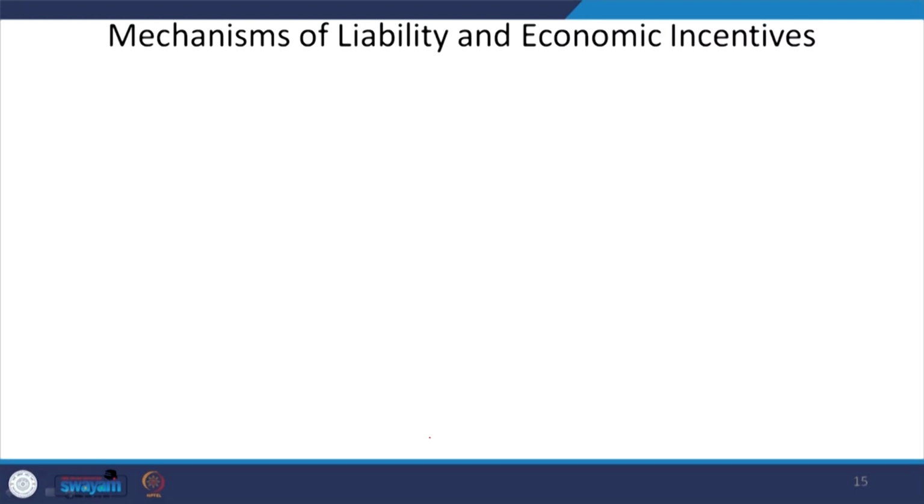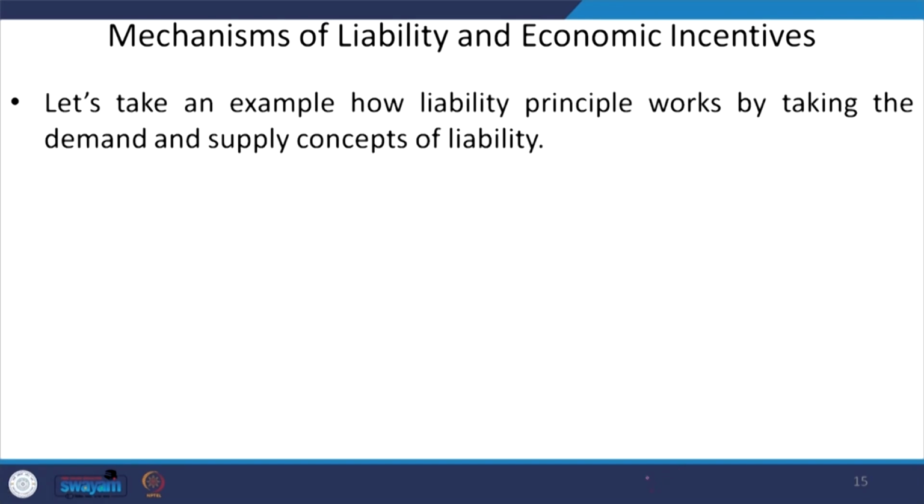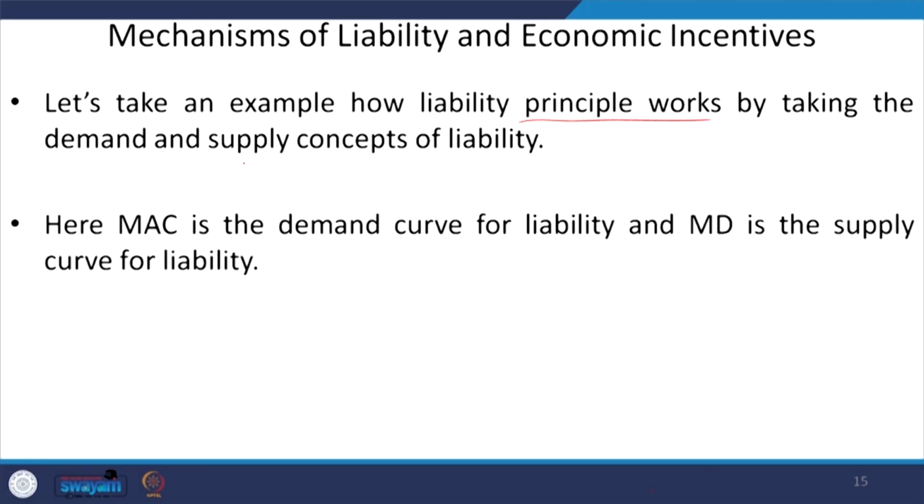So, this is the basic understanding of liability: if your action is creating any kind of damages, then obviously you are responsible and you need to compensate the victim. Now we need to understand what the mechanisms of liability are that lead to economic incentives. We can take an example of how this liability principle works by taking into account the same demand and supply concepts of liability.